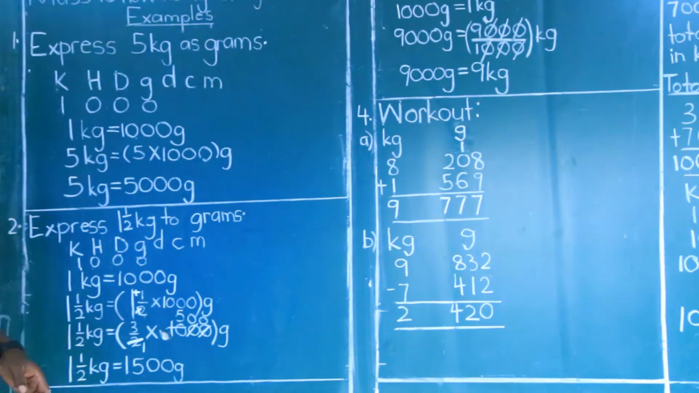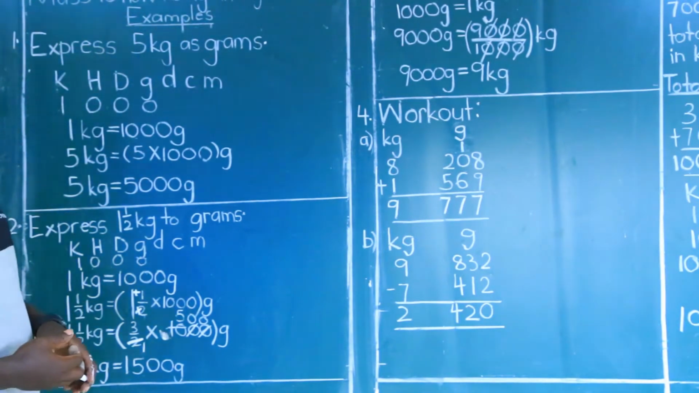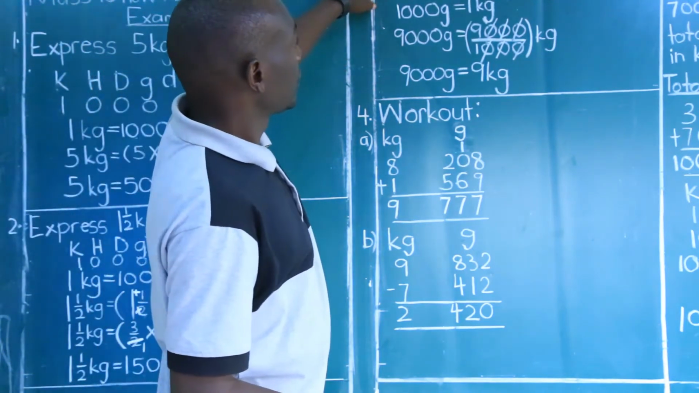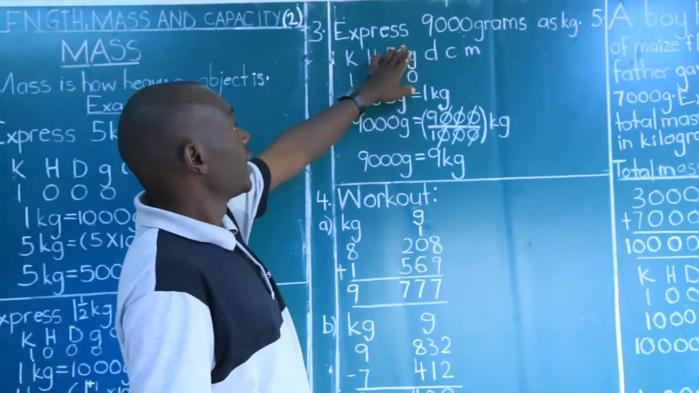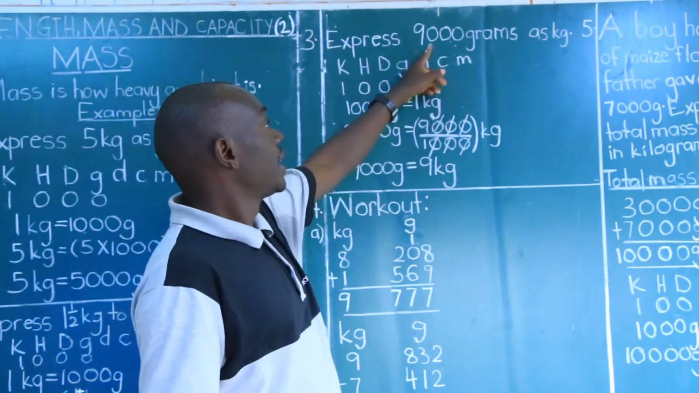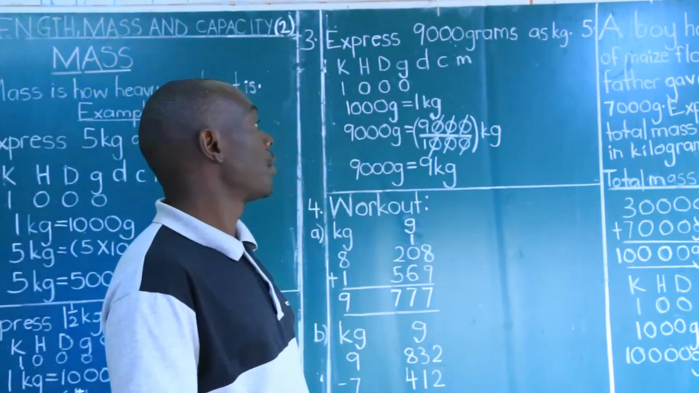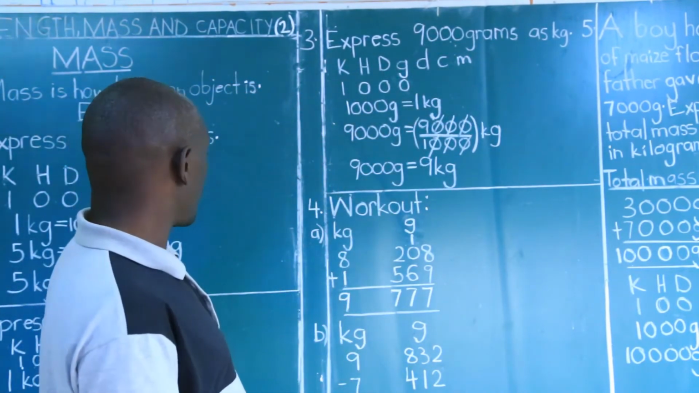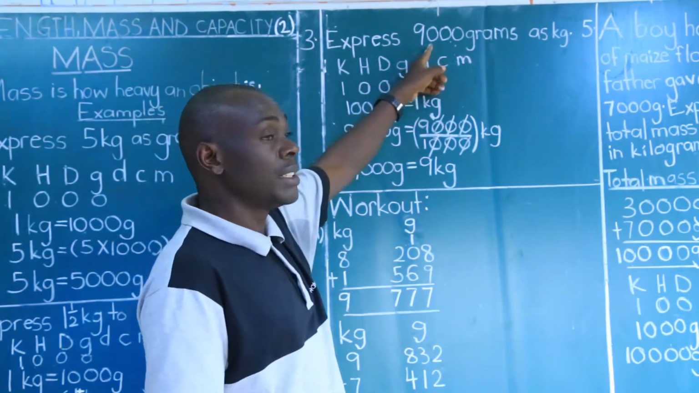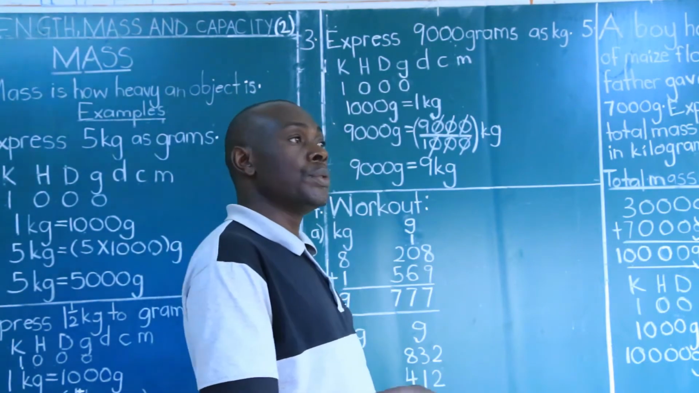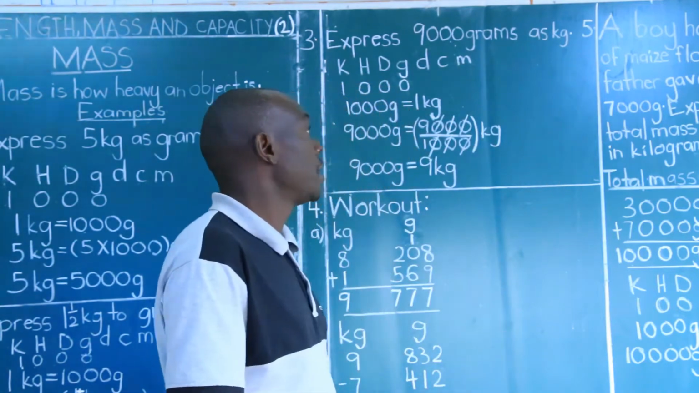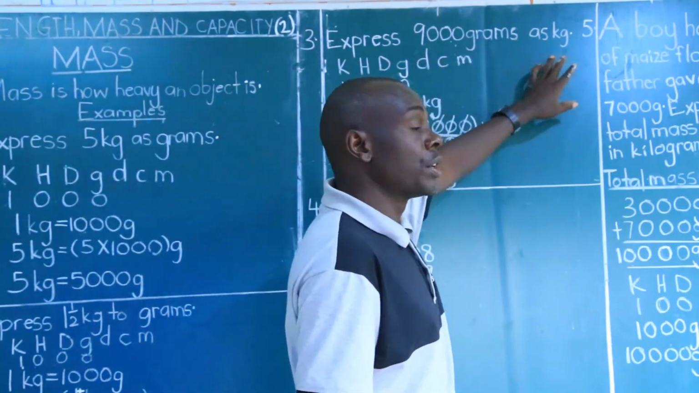Then we shall turn to example number 3 today, which tells us to express 9,000 grams as kilograms. As opposed to example 2 that asked you to convert kilograms to grams, number 3 tells us to do it the other way around, from grams to kilograms.